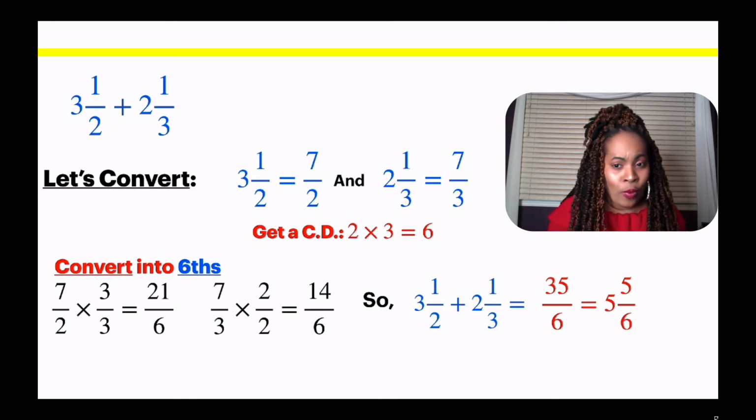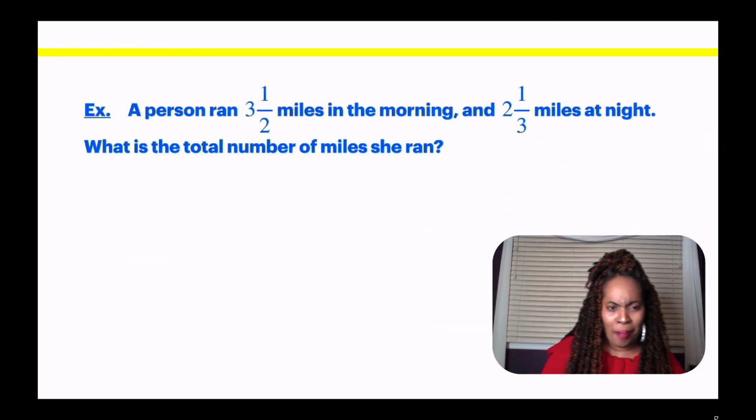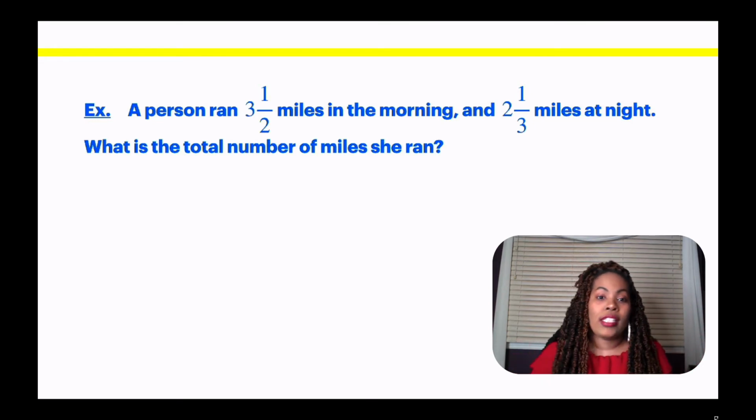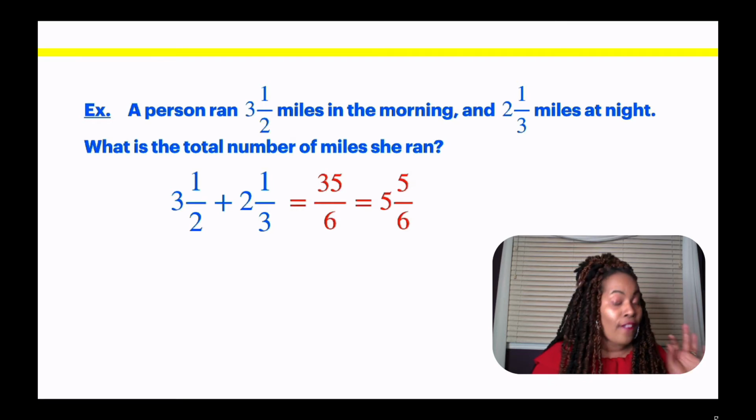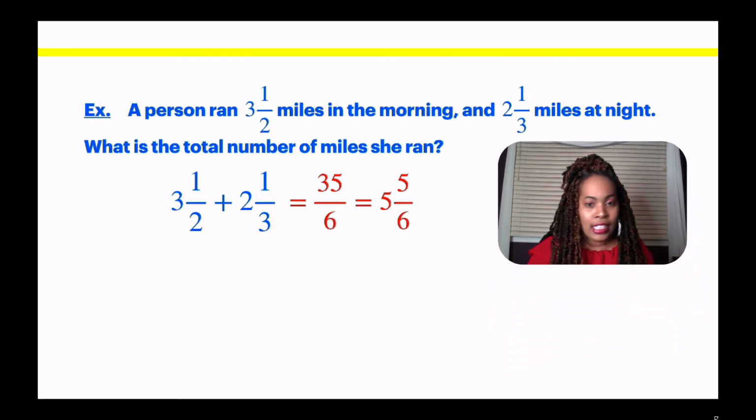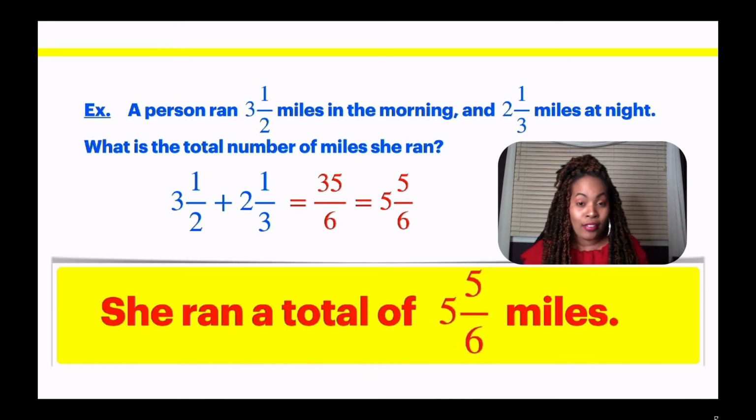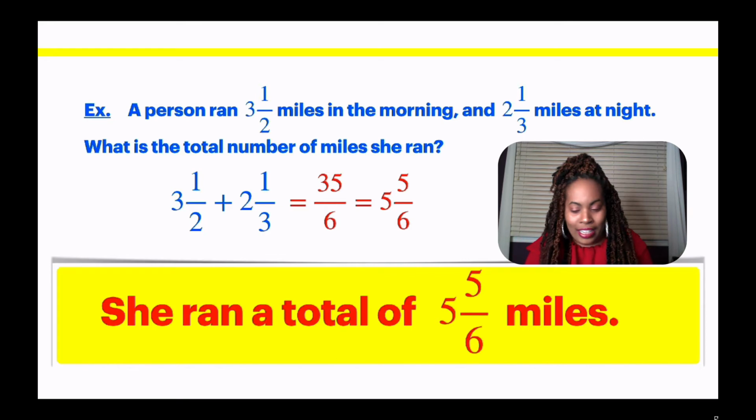Now, yes, we've done a lot of work, but remember I said I want you to make sure that you answer the question. So let's go back. What was the question? A person ran 3.5 miles, but the question is asking us, what is the total number of miles she ran? So we did all of our work and found that the total was 35/6 or 5 and 5/6. Let's answer it in a sentence. She ran a total of 5 and 5/6 miles. Beautiful. Give yourselves a hand because you guys are rocking and rolling. Let's keep going.